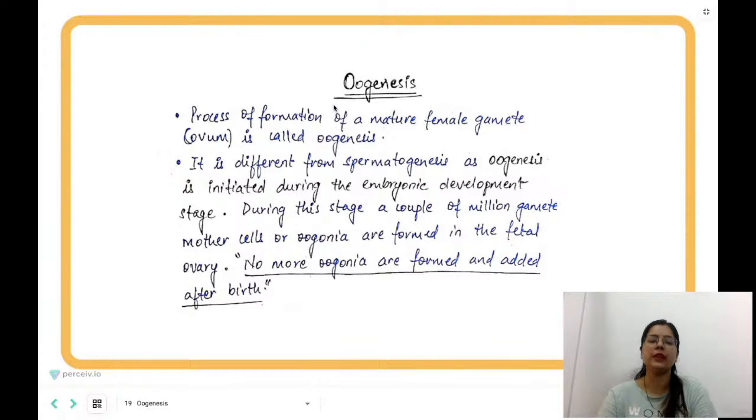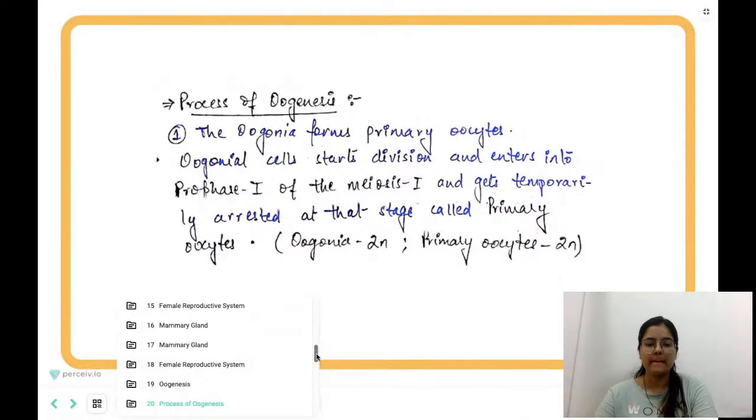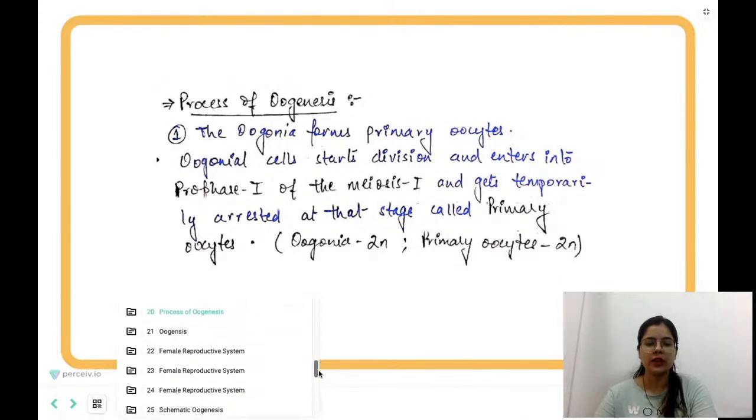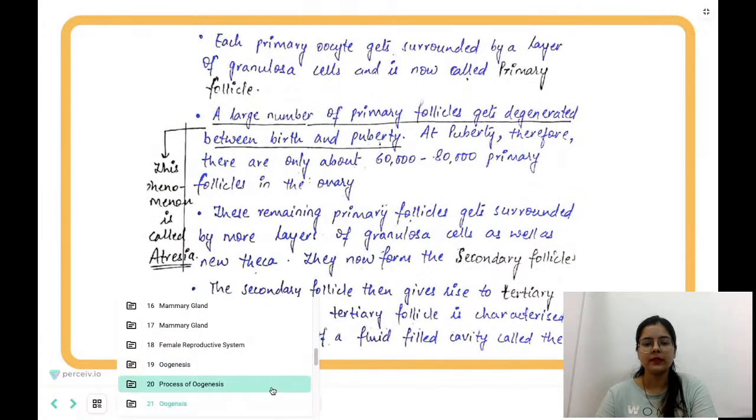Just like in case of the male reproductive system, we have seen spermatogenesis, we will be talking about the oogenesis process here. But before going to this part, we can just move on to the flow chart that depicts the female reproductive system.